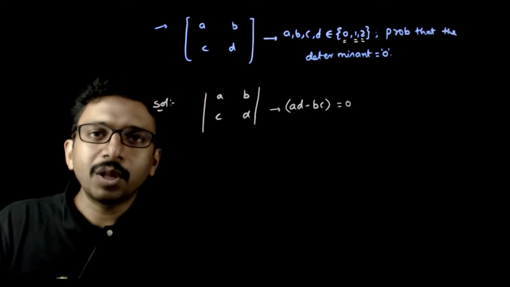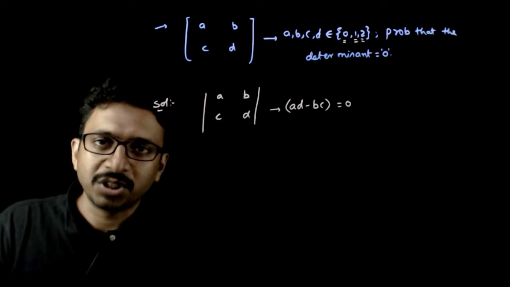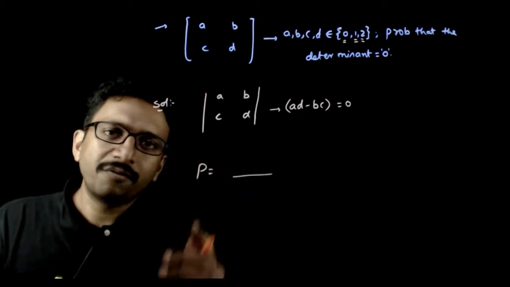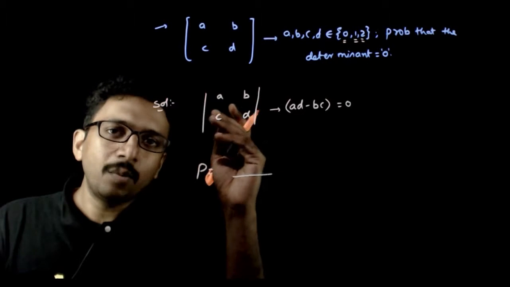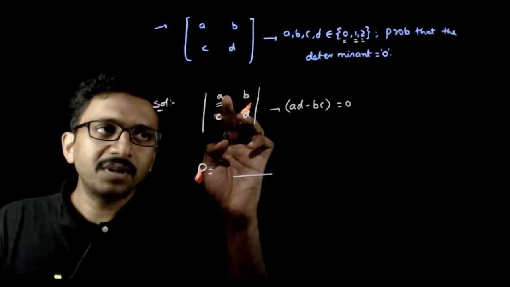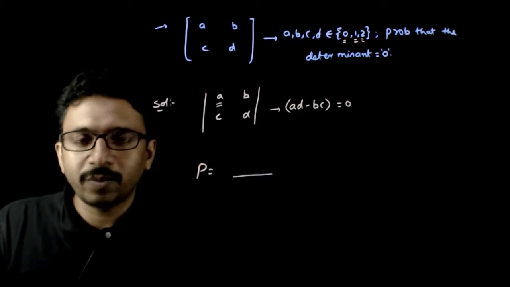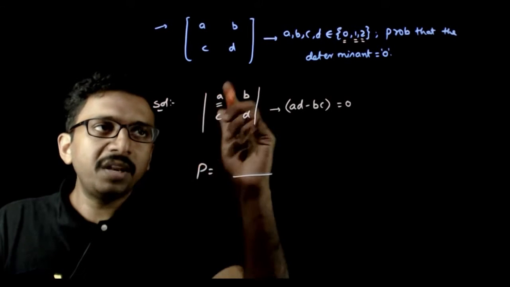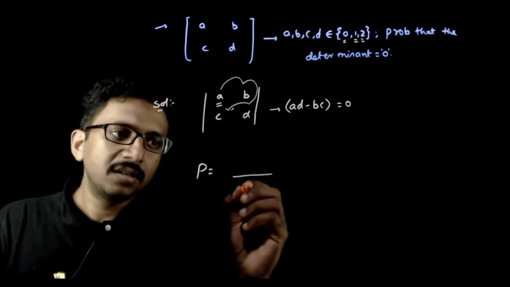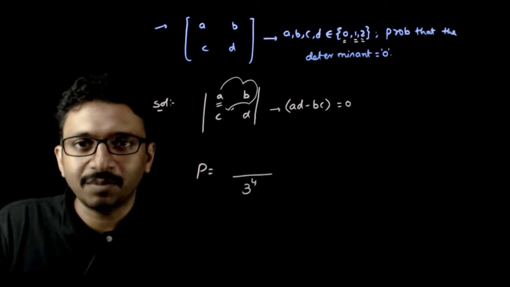Now you know that probability is the total number of favorable outcomes divided by the total number of possible outcomes. In this case we can form a total of 81 determinants, that is 3 power 4. The first place can take 3 numbers, the second place has 3 options, the third place has 3 options, the fourth place has 3 options. So in how many ways can you fill these four places? That is 3 power 4. We have a total of 81 different determinants that can be formed.